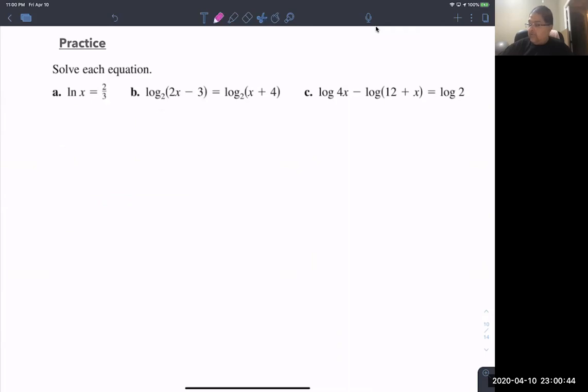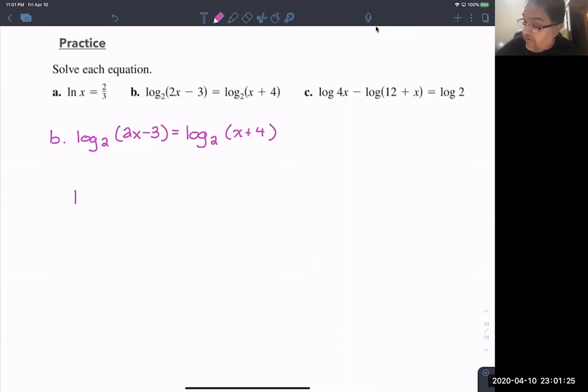Let's look at B. Log base 2 of (2x minus 3) equals log base 2 of (x plus 4). Now, it is important to know that when I write logarithms, I have to write them in parentheses because I have to indicate what I'm taking the log of. So when I have parentheses, whatever's in parentheses is the entire expression that I'm taking the log of.